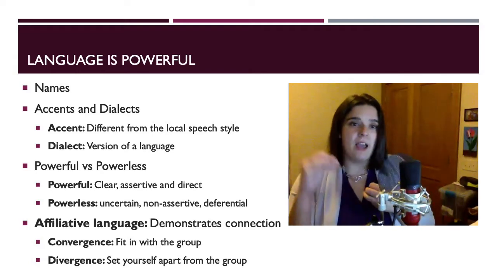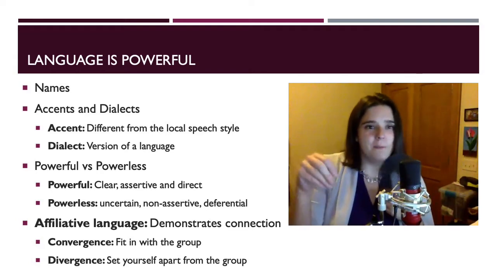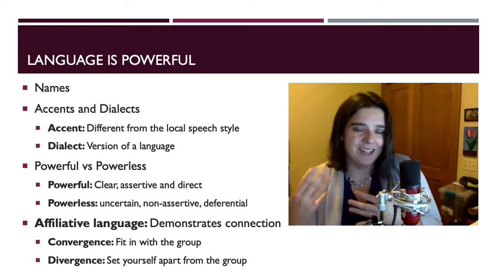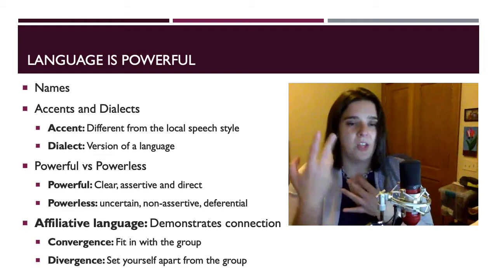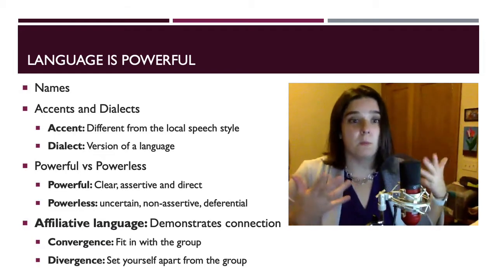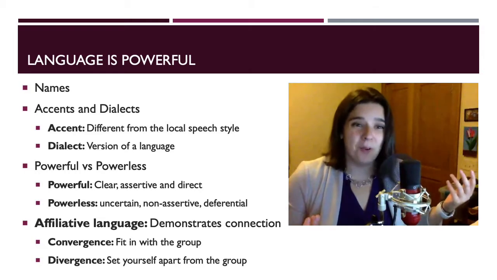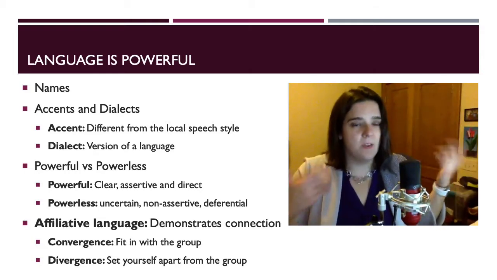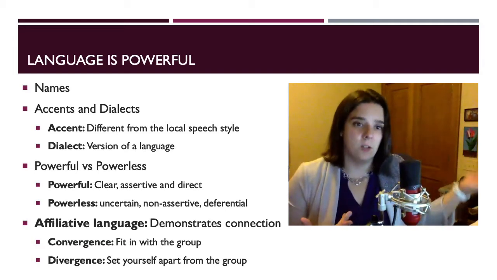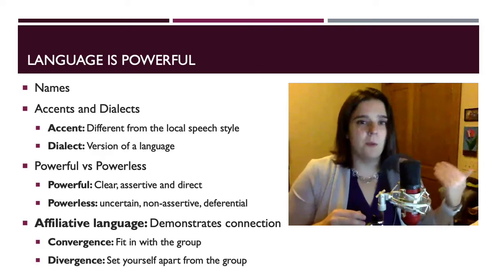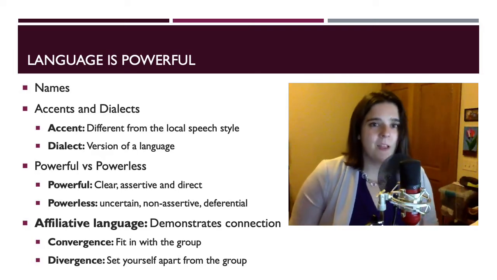So here I might put in an emoji or make a meme or tell a stupid joke that connects with the audience. But then divergence, I'm going to talk in maybe a more formal way. I'm going to email more formally and just speak in a way that, in theory, conveys competence and authority. So I'm choosing when I want to converge and when I want to diverge.